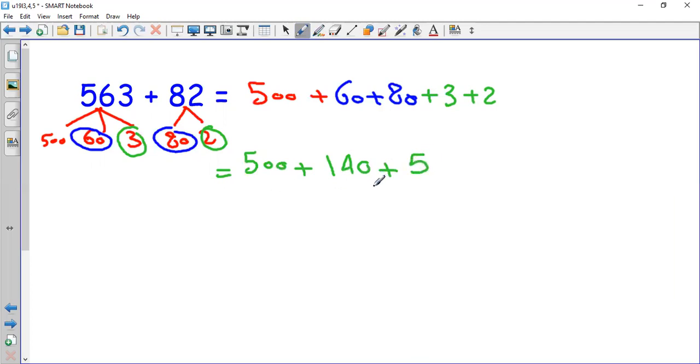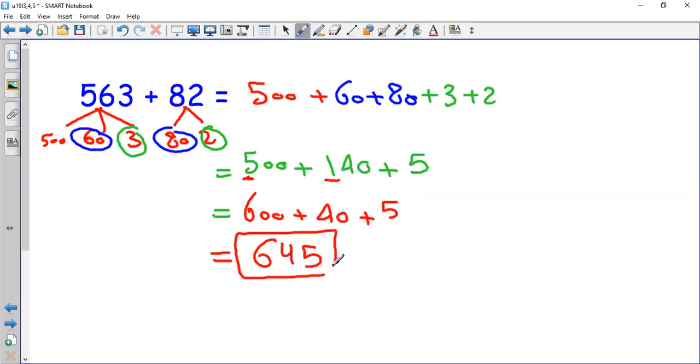Now I have to put the multiples of each type together. I have here 500 and here I have 100, so it will be 600. I have 40 and no other tens, so it will be 40, and I have only 5 ones. This number will be 600 plus 40 plus 5, which is 645. And this is my answer.